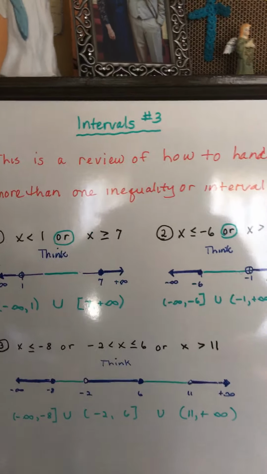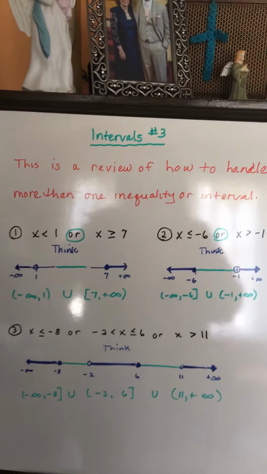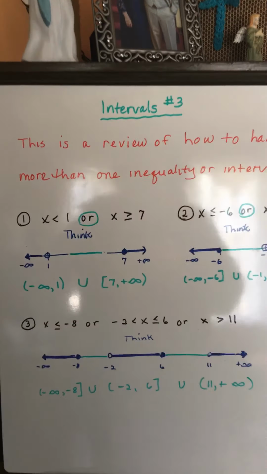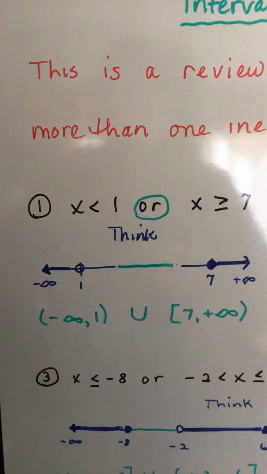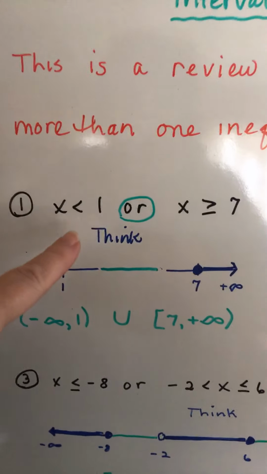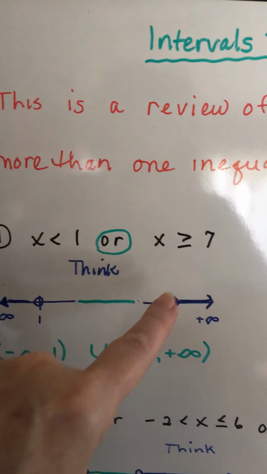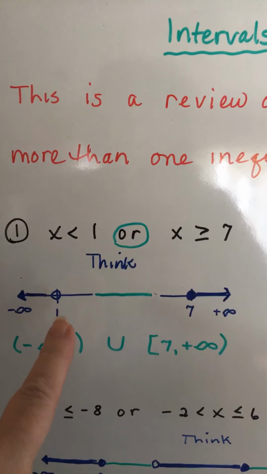Intervals 3. This is a review of how to handle the ones that involve more than one inequality. So let's start with the easy ones first. What happens when x is less than 1 or x is greater than or equal to 1? Well, I think this is what the picture would look like.